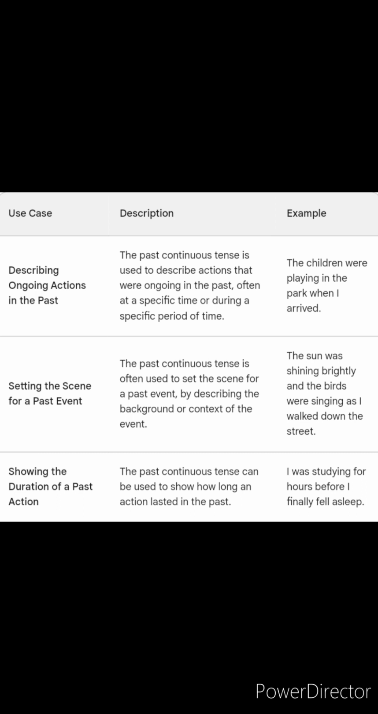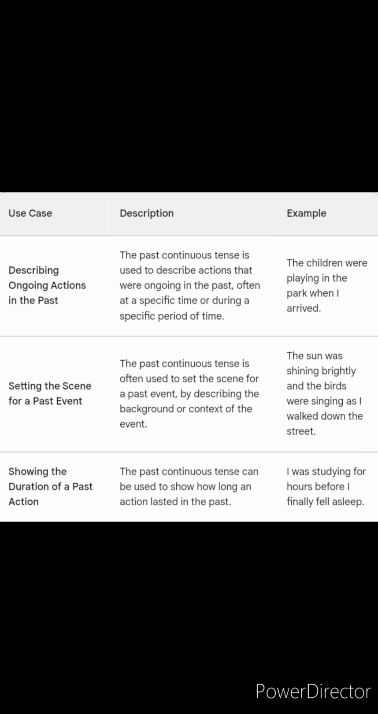Second use, setting the scene for a past event. Past continuous tense is often used to set the scene for a past event by describing the background or context of that event. Example, the sun was shining brightly and the birds were singing as I walked down the street.